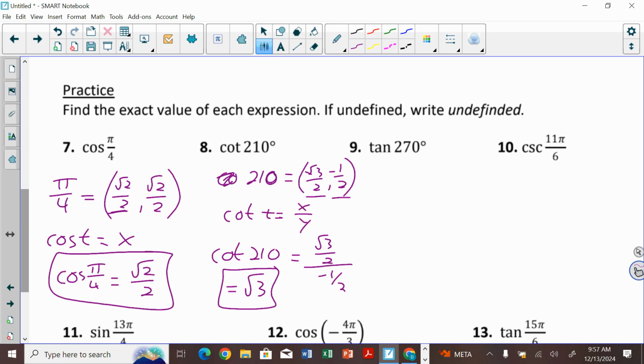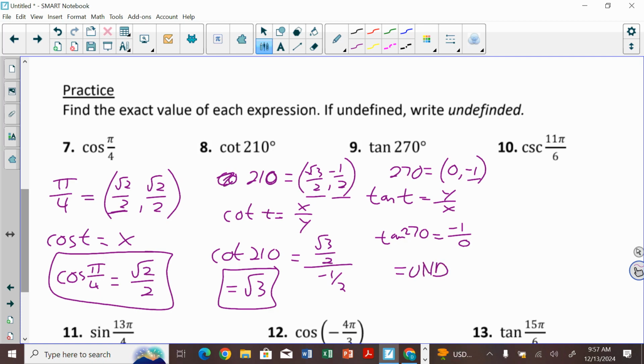All right, tangent of 270. Okay, so 270 is going to go along with the point, just look up at the circle, 0, negative 1. And we're looking at tangent. Tangent of t is y over x. So in this case, y is negative 1 and x is 0. So can't have 0. So we'd have undefined. That one.